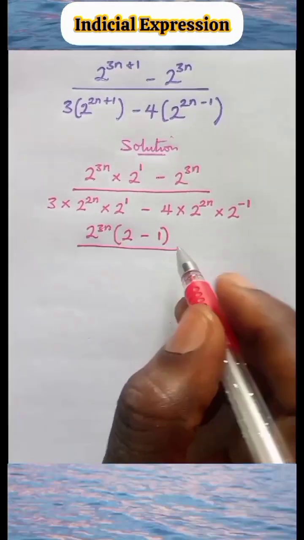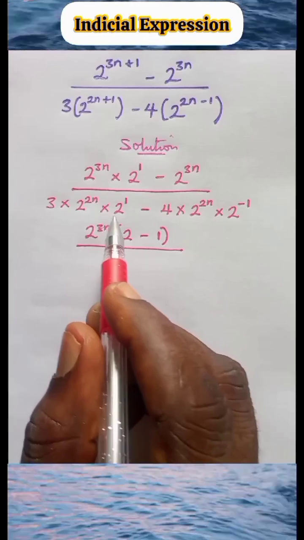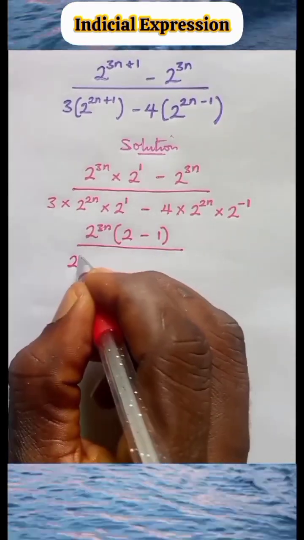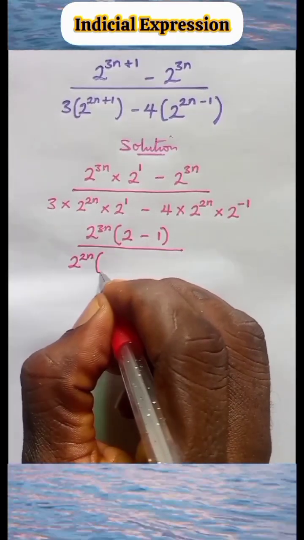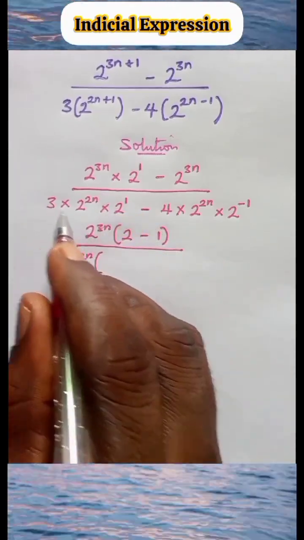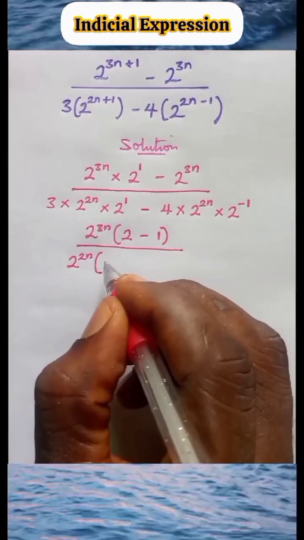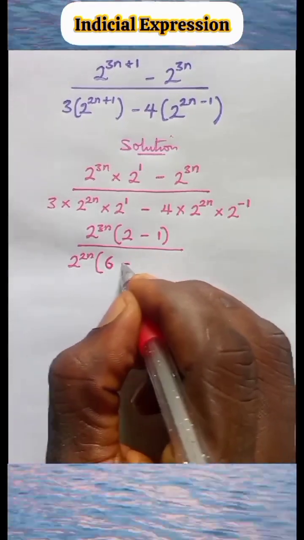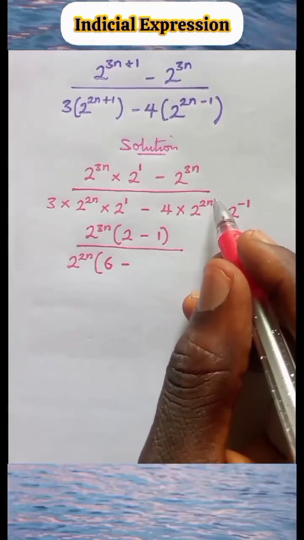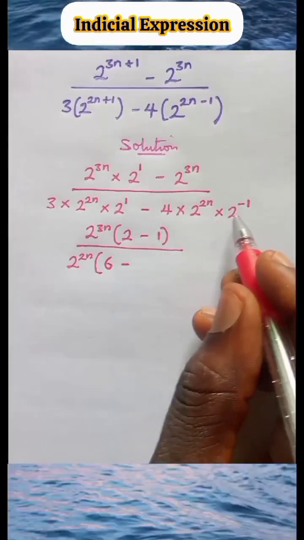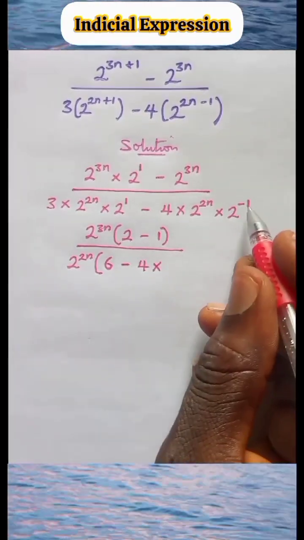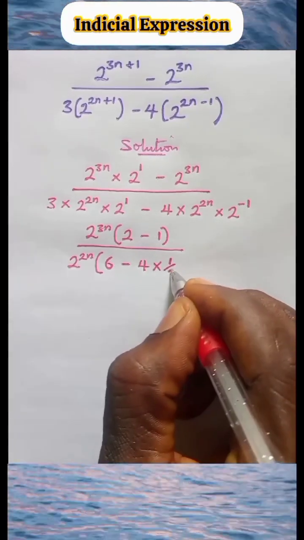Next, let's go to the denominator. Here 2 raised to power 2n is common to both sides of the denominator, so we are going to factor out 2 raised to the power of 2n, then open our bracket. Here, this simply strike off this, and what we have left is 3 multiplied 2 raised to power 1, which gives us 6, minus here 2 raised to power 2n, we simply strike off this 2 raised to power 2n, and we have left 4 multiplied 2 raised to power negative 1. So 2 raised to power negative 1 can also be written as 1 over 2.